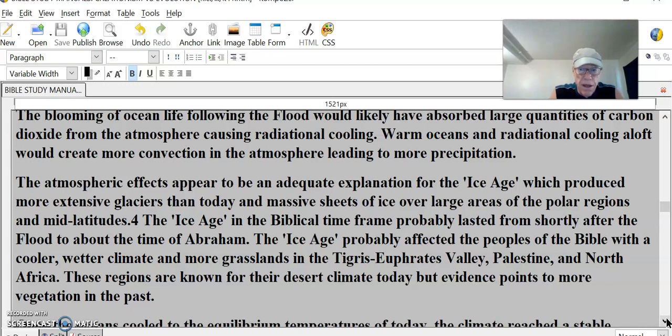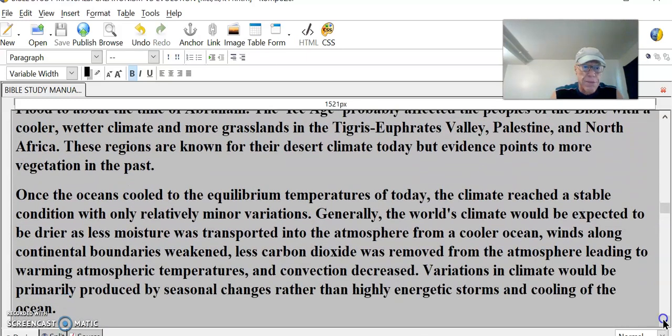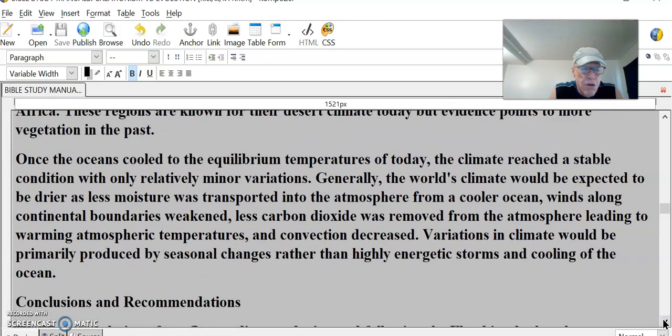So, the Ice Age probably affected the peoples of the Bible with a cooler, wetter climate and more grasslands in the Tigris-Euphrates Valley, Palestine, and North Africa. These regions are known for their desert climate today, but evidence points to more vegetation in the past. Just look at the frozen tundra on the polar caps. Where did the frozen tundra come from? And we have animal parts and plant parts and soil.